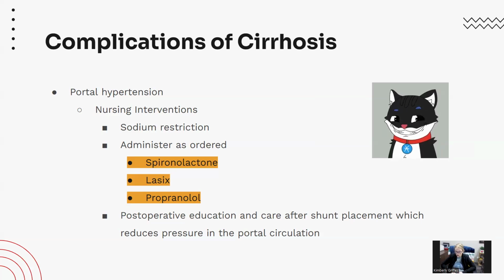There are non-surgical shunt placements. So there's a TIPS procedure. So this is a transjugular intrahepatic portosystemic shunt. This is typically going to be the preferred method. It involves a cannula with an expandable stent that's inserted into the portal venous system through the jugular vein. And the stent shunts blood from the portal vein to the hepatic vein, bypassing the liver.